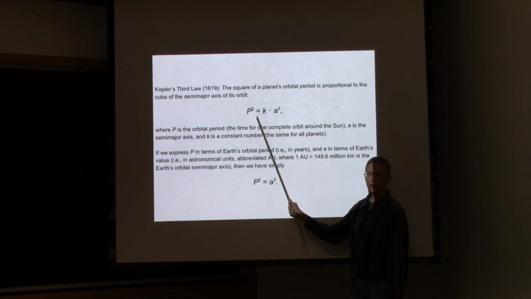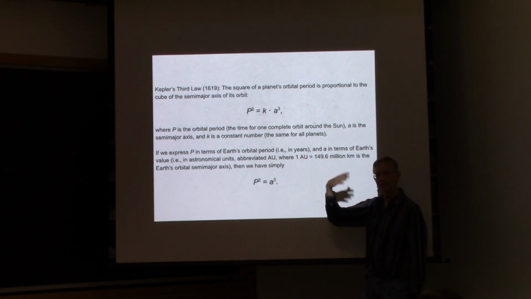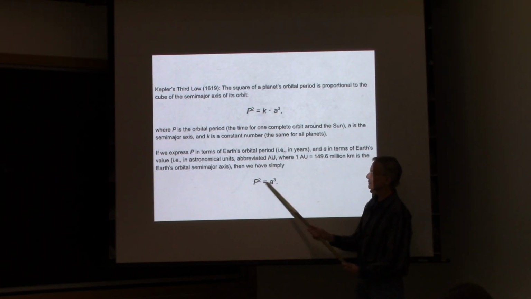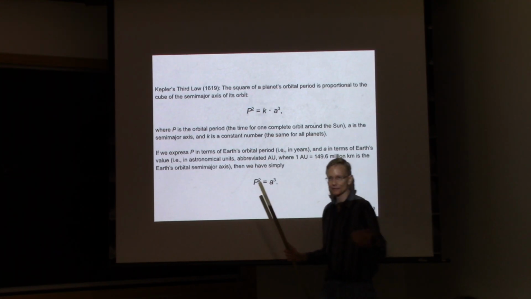Amazing. So solve this, right? See if you can do it in your head. 1 is k times 1. What is k equal to? 1! There we go. So these are very convenient units. P squared is equal to a cubed in those units because k is just 1 in those units.